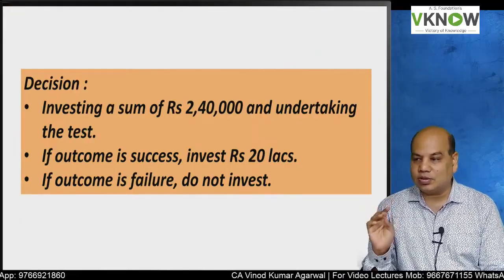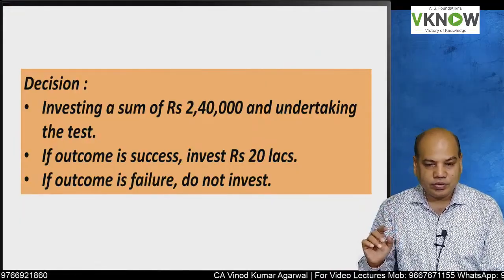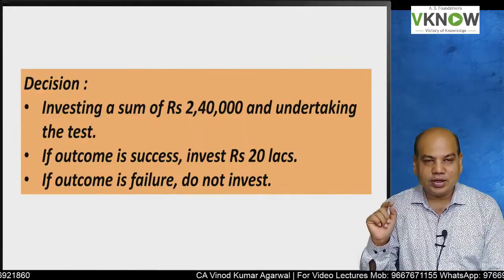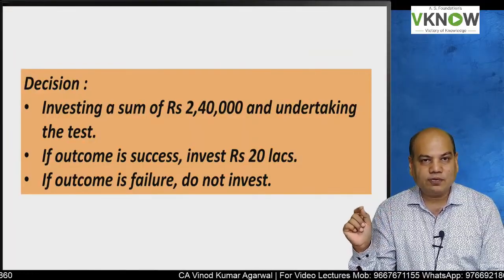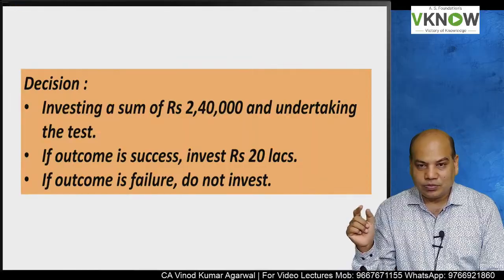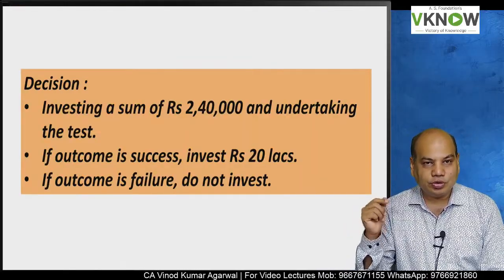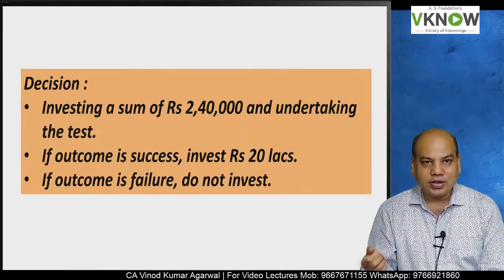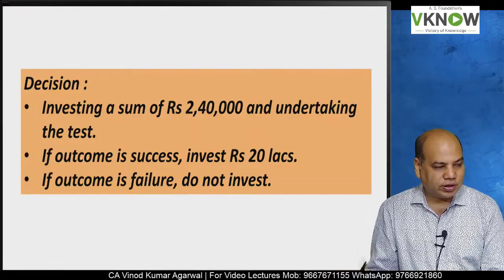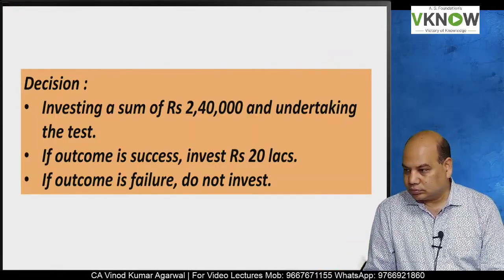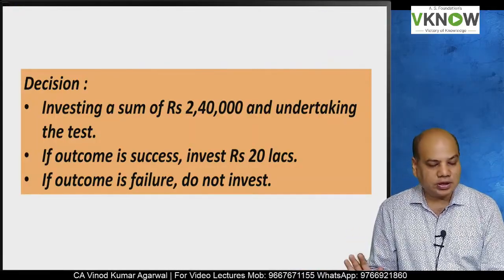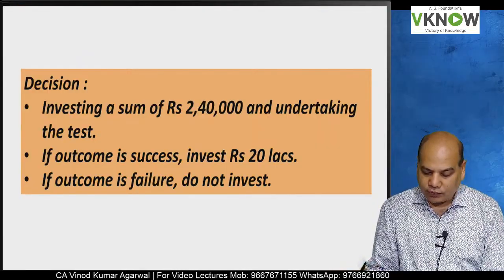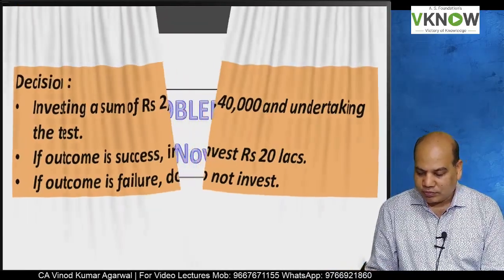There are 3 decision boxes, A, C and D. At A, you will invest 2,40,000 and do test marketing. At C, you are going to invest 20 lakh. At D, you are not going to invest. If you write the answer like this in detail, you will get full marks.